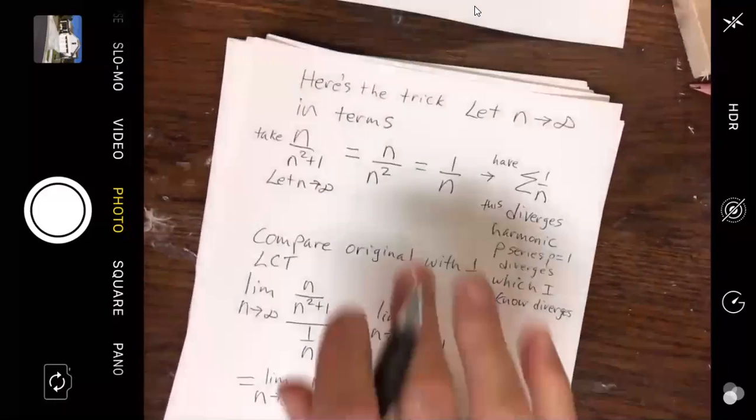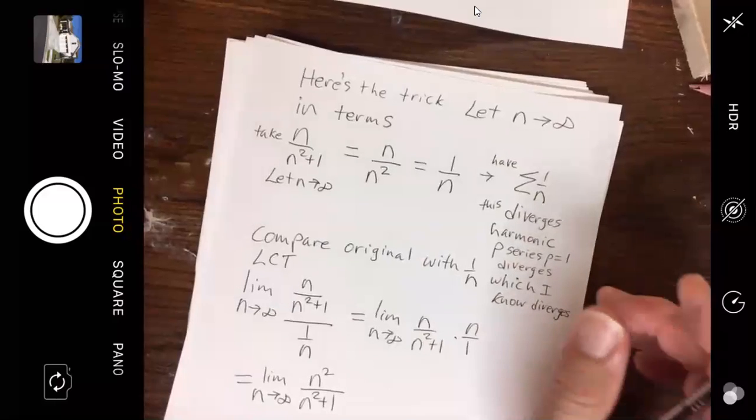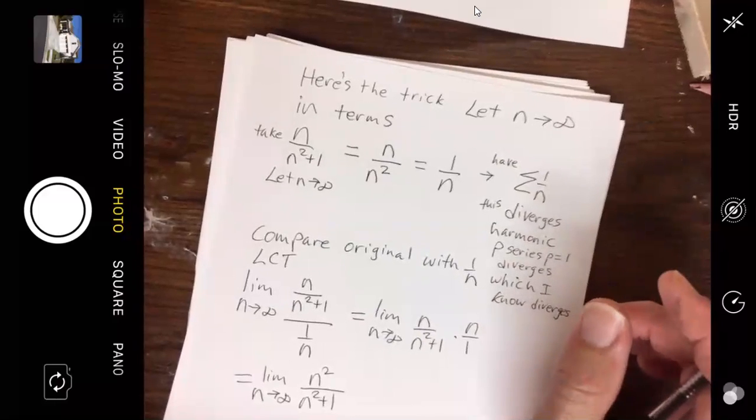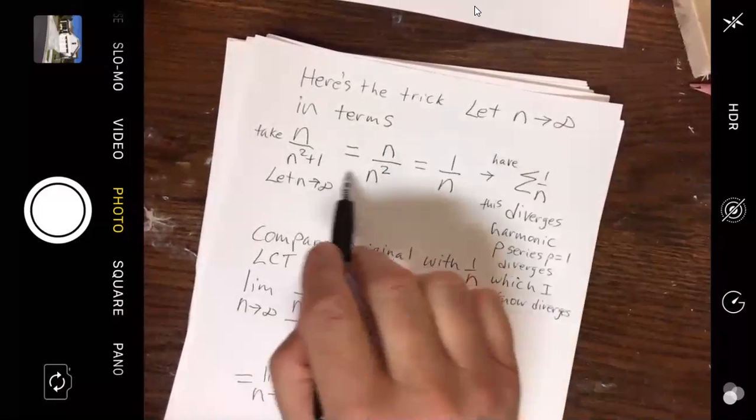Okay, maybe I should pause for station identification. Anybody want to ask anything? Everybody see where I got this?